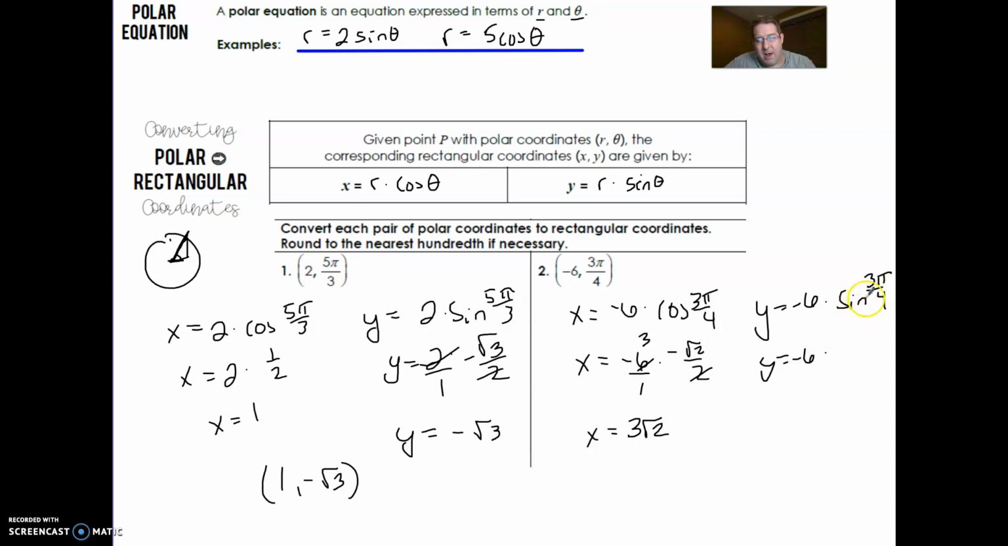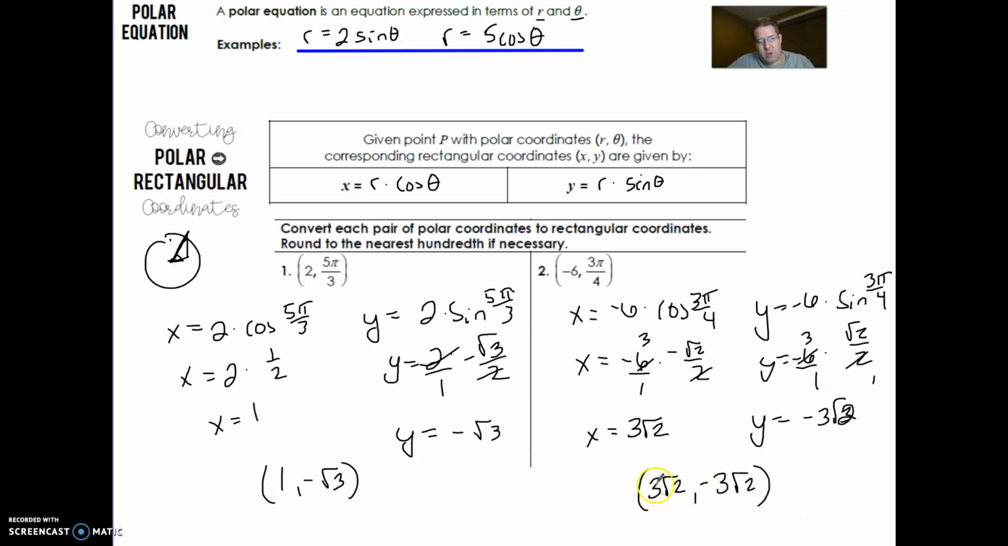Now, sine of the 45-degree reference angle is also square root of 2 over 2, but it's in the second quadrant, which makes it positive because sine is positive in the second quadrant. I can once again cancel these out. This is 3, this is 1, and then I'm left with negative 3 square root of 2. All right, so there's my coordinates, which happens to be 3 times the square root of 2, comma, negative 3 times the square root of 2.